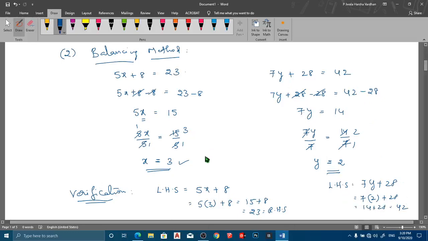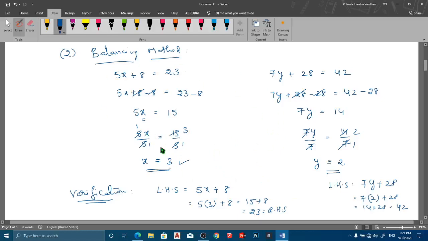In some problems, it will be given that after finding the solution, verify whether the solution is correct or not. That also will be given in some problems. That's why I am explaining this verification method also.